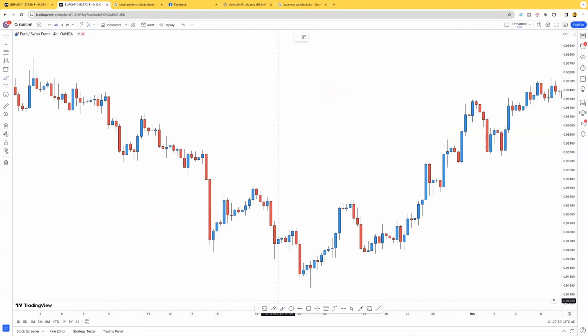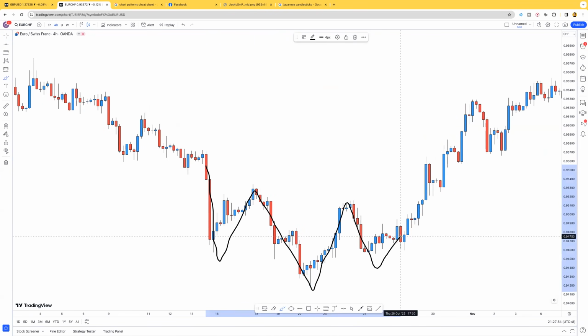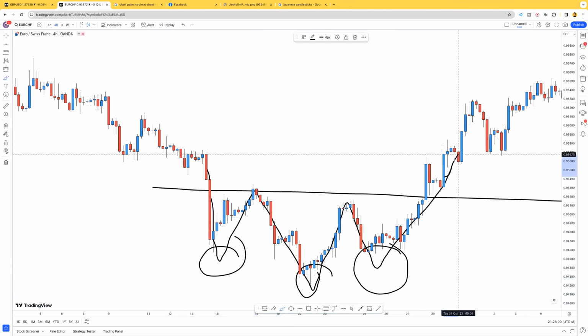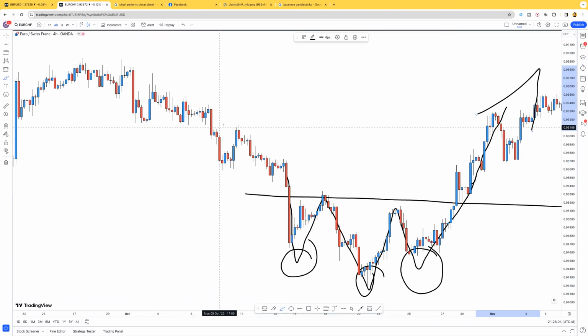How about this? Inverted heads and shoulders. Left shoulder, head, right shoulder. You can see this is the left shoulder, this is the head, and this is the right shoulder. And once price breaks through the neckline, look at what price did. It went up. So you easily could have entered for a buy right here when price broke through the neckline.